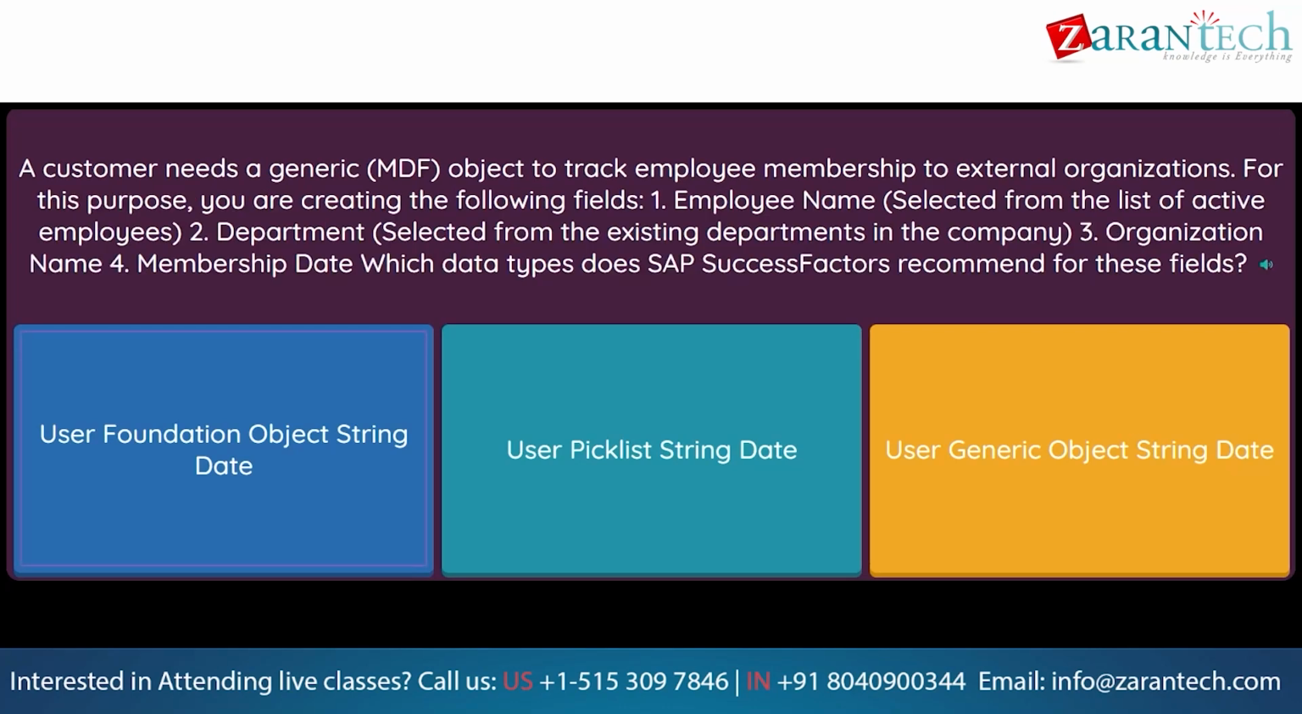Option 1 user. Foundation object. String. Date. Option 2 user. Pick list. String. Date. Option 3 user. Generic object. String. Date.